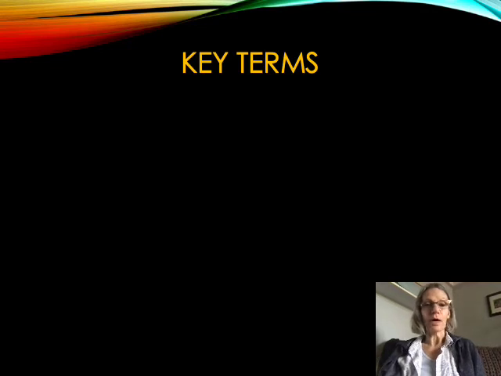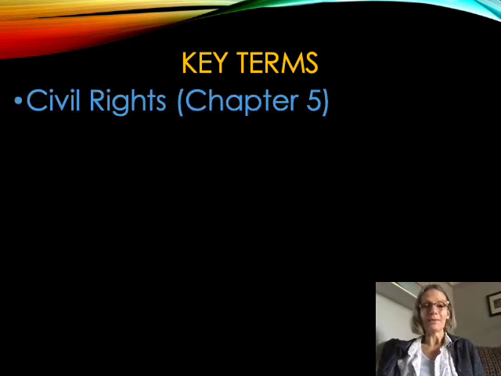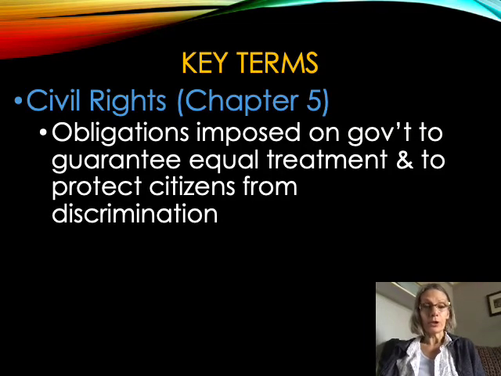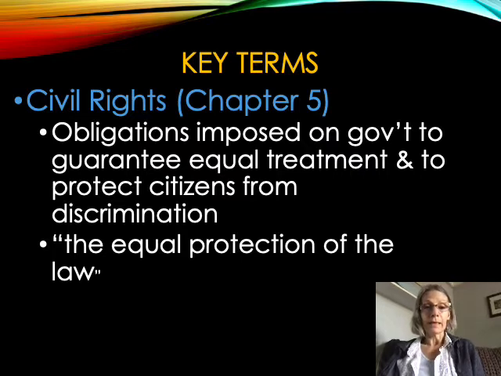All right, let's move on and talk about the second key term that we're going to be defining in this lecture, which is civil rights. And you're going to be learning about that in chapter 5, which is the chapter that we're going to be taking a look at next week. So your textbook defines civil rights as the obligations imposed on government to guarantee equal treatment and to protect citizens from discrimination. When we talk about where civil rights come from, and you will learn this next week, they come from the so-called Equal Protection Clause of the 14th Amendment.